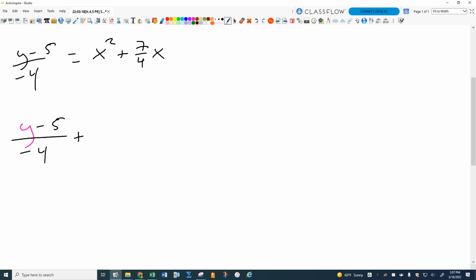I'm going to leave room to add something on that side. And then over here, I've got my x squared plus 7/4 x. Now I'm going to set up my template here. I'm going to have to add the right number to both sides so I can create a perfect square trinomial, right? Just like we did yesterday. And when I do that, I'm going to end up getting a perfect square here.